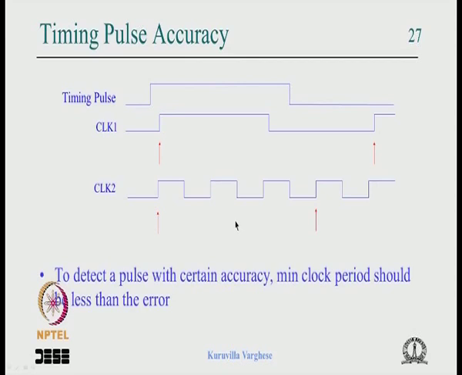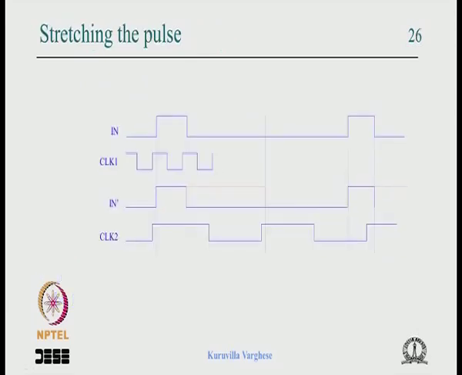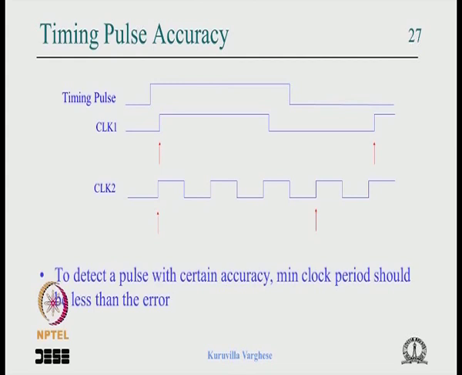But to assume that everything should be greater than any frequency used in the data path will be an oversimplification, and nowadays you have a lot of constraints on power, timing and all that. So it is better to choose the optimum clock frequency which minimizes the power dissipation and many other things like that. So that is about the accuracy of a timing pulse.